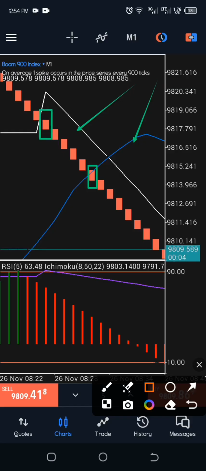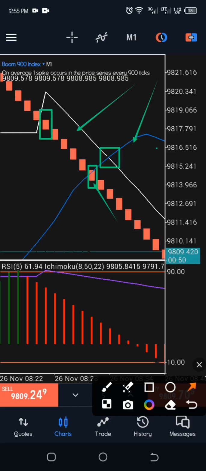Now, after we see this, we want to look into this, and we want to see that both the moving average and the Ichimoku line cross each other, which happens right here. So after these criteria have been met, this first criteria, second criteria, and third criteria, this is a time for us to take an entry.